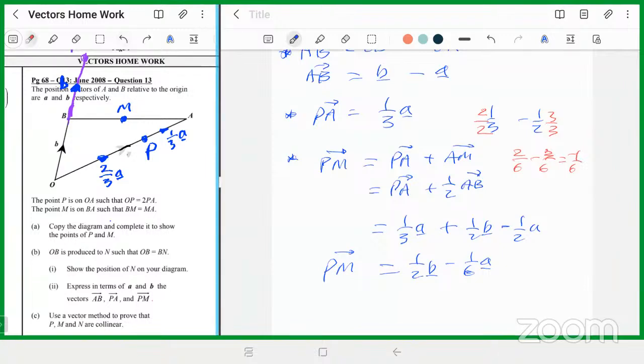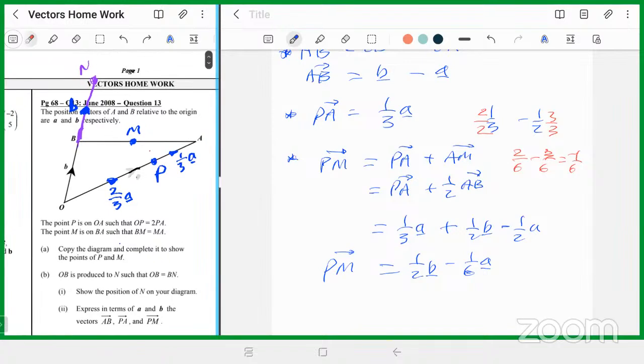Next part now says, use a vectors method to prove that these 3 points are collinear, P, M and N. Let me put it on the diagram now. These 3, P, M and N, are collinear. So if I draw a straight line, it's supposed to pass through the 3 of them. Yeah, almost good enough. Like that. They are on a straight line. But I want to use a vectors method.